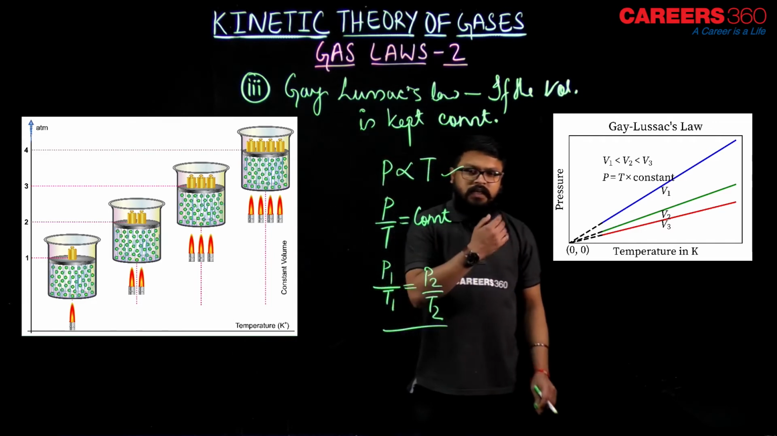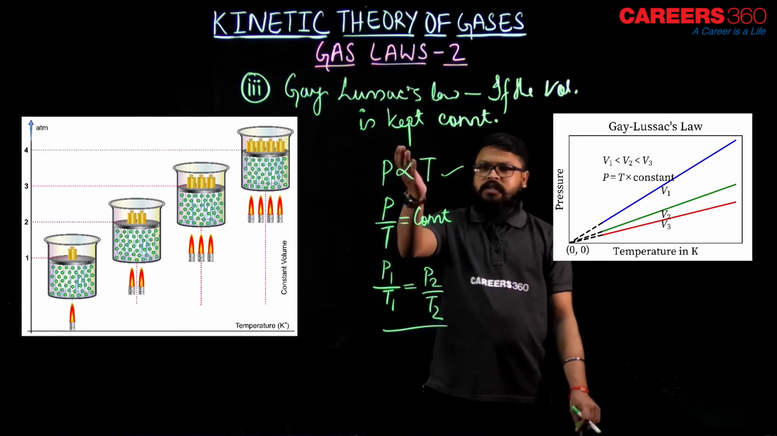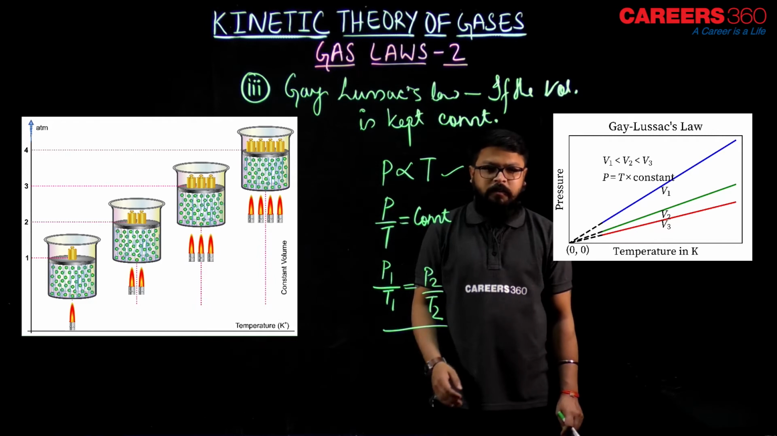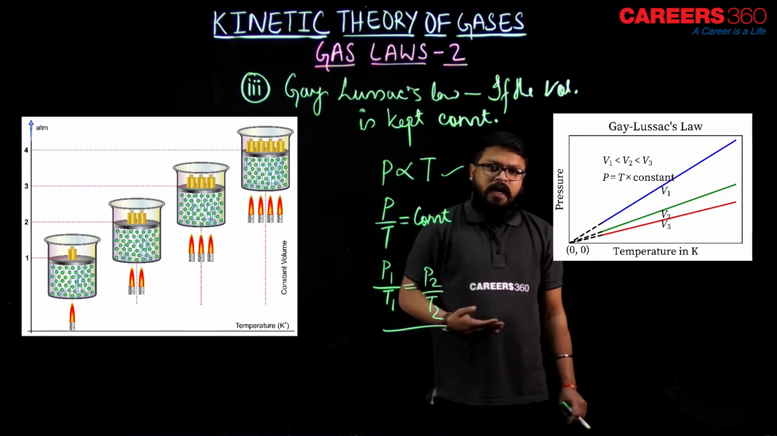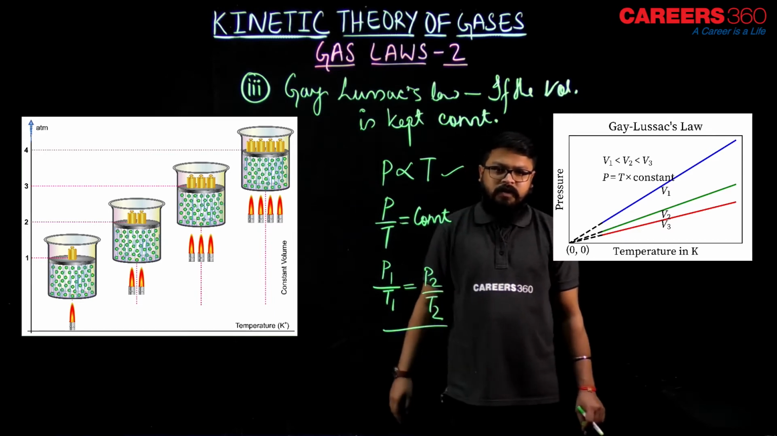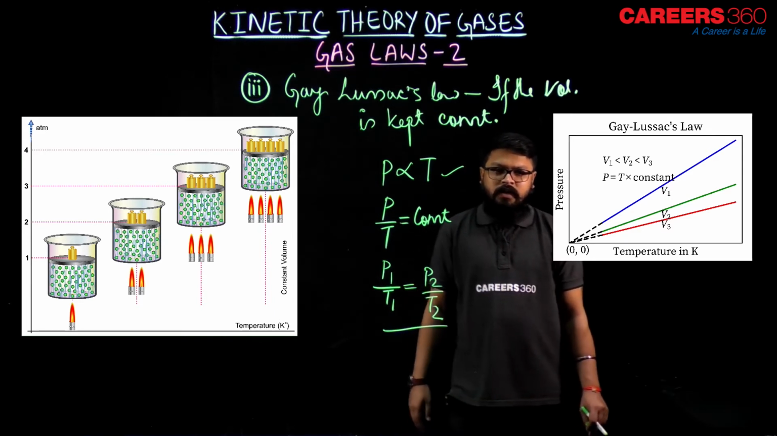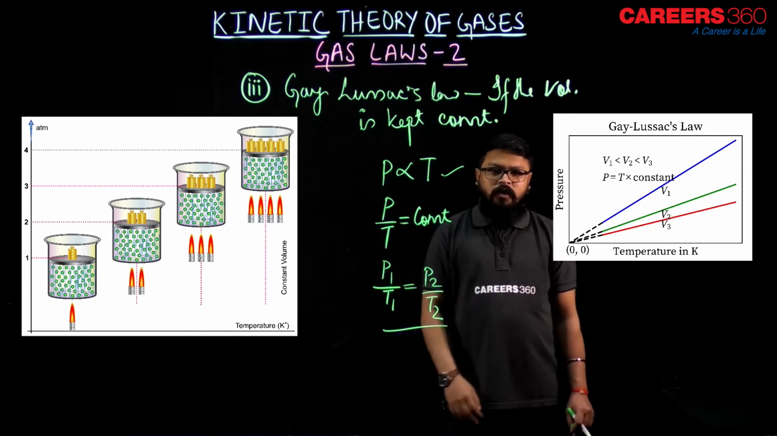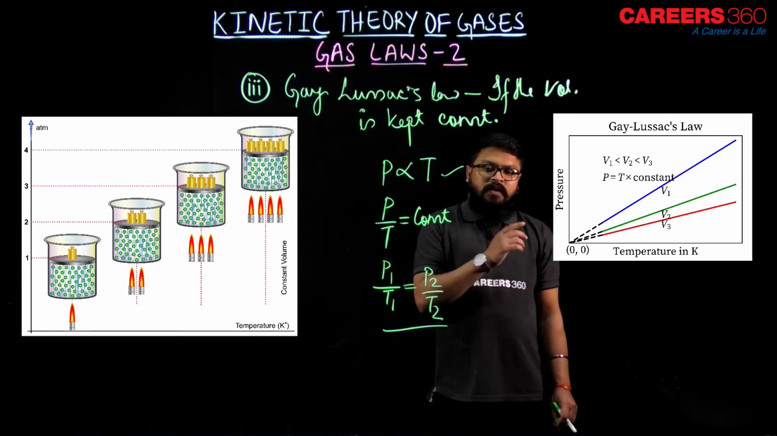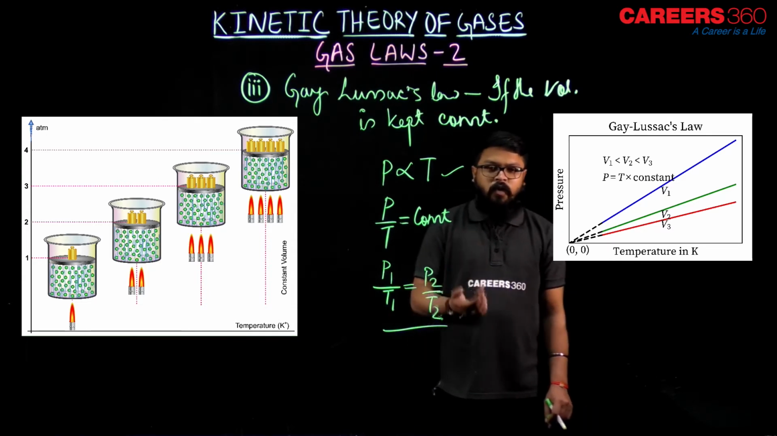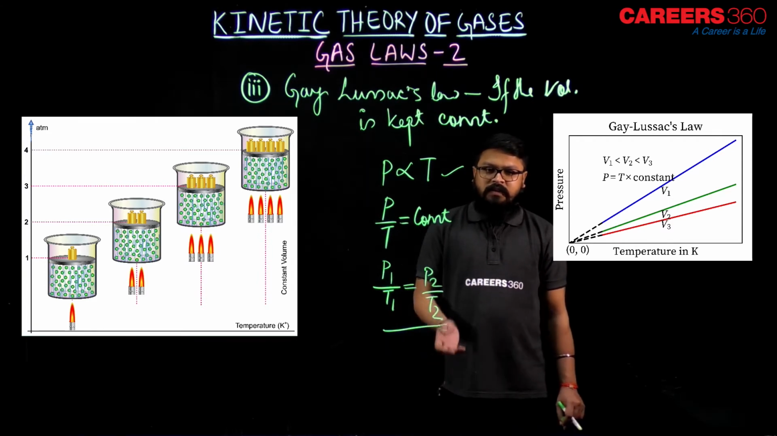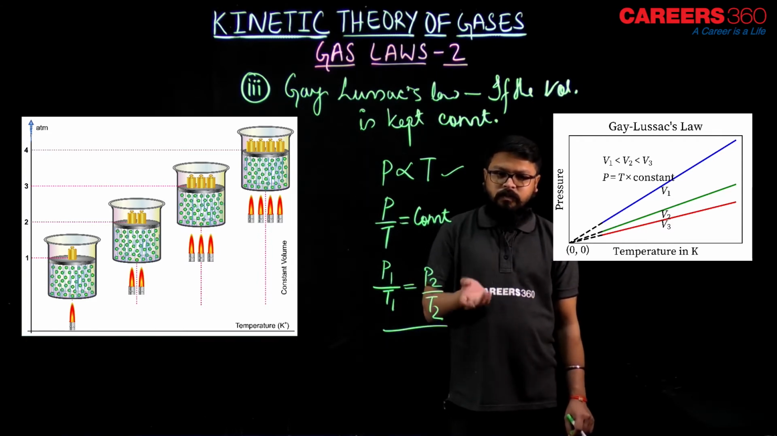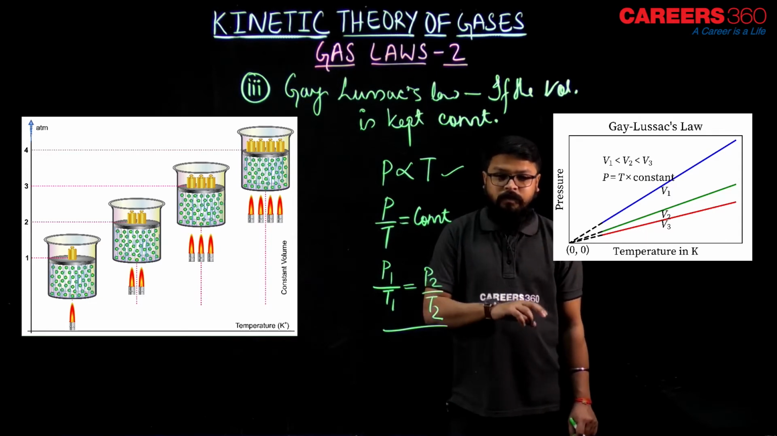Now let's see the graph. As you can see, the pressure is directly proportional to temperature. It means if the temperature increases, pressure should increase. Over here, there are 3 graphs: blue, green and red. All of those are for different volumes. As you can see from the first law, Boyle's law, pressure and volume are inversely proportional to each other. If the volume is less, pressure would be more. If the volume is more, pressure would be less.